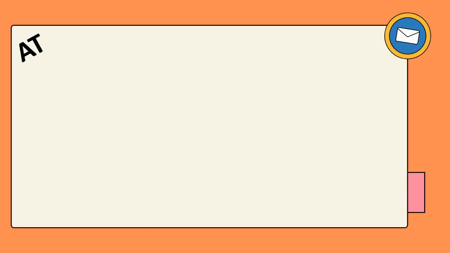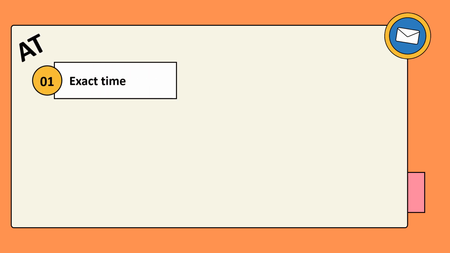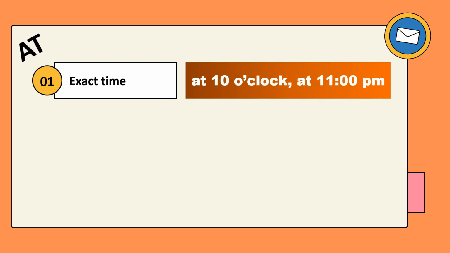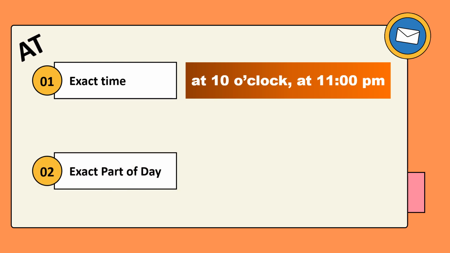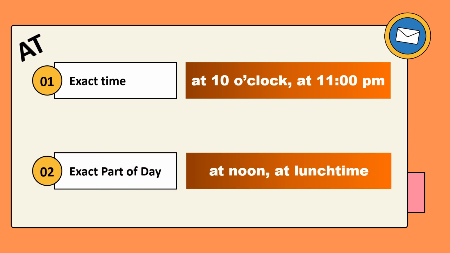Kids, at is used to denote exact or specific time. From exact time, I mean at 10 o'clock or at 11 p.m. when we are very specific about the time, or exact part of the day. Which part of the day are we talking about? At noon, at lunchtime. When we are too specific, then we always use at. So remember, in is used for a longer duration and at is used for a specific time.